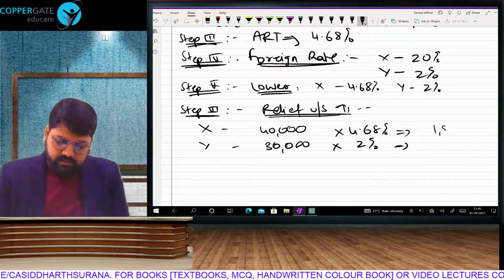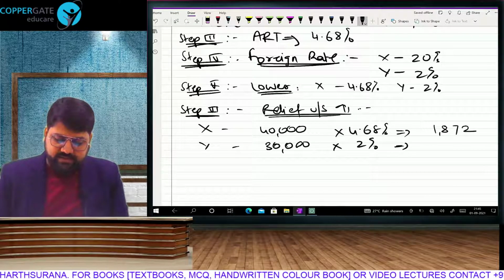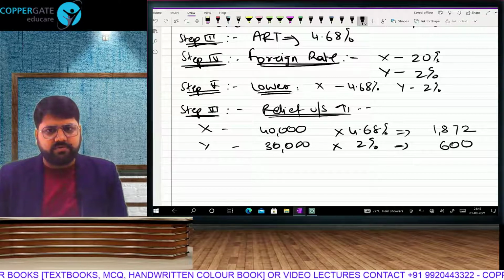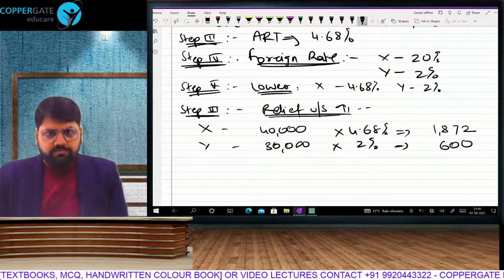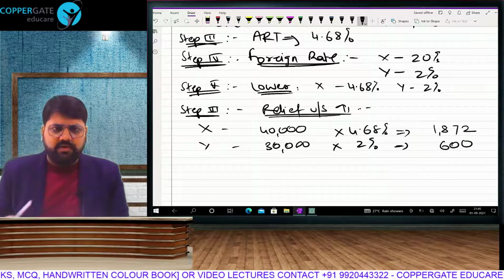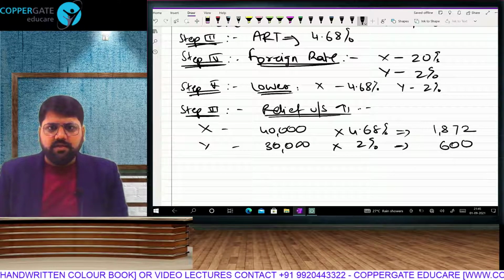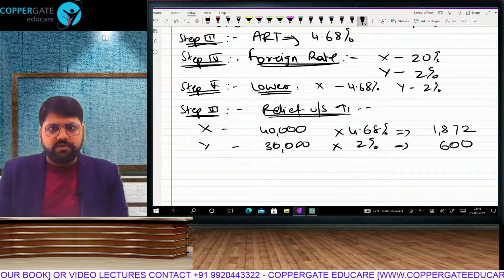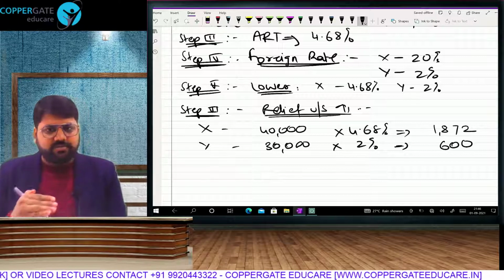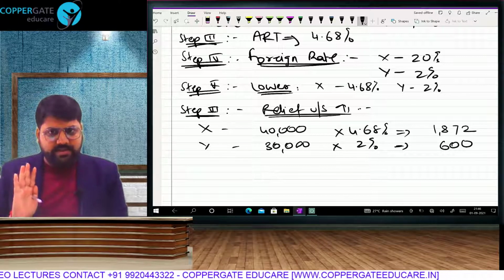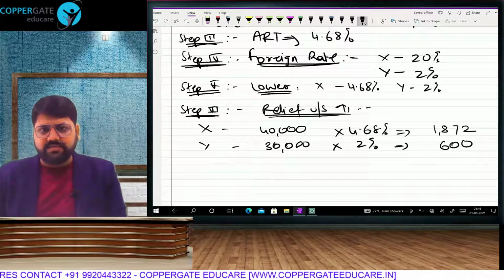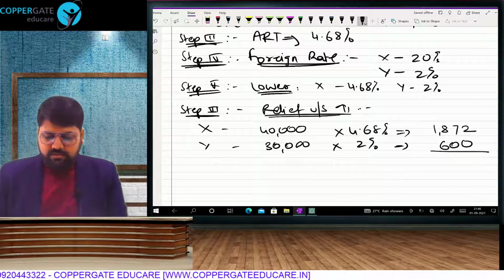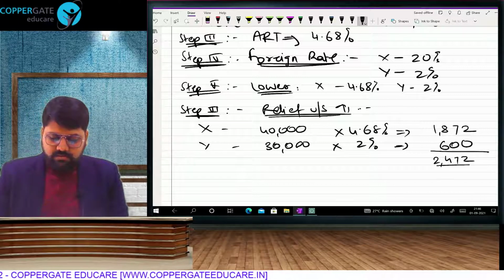Accordingly, 40,000 into 4.68, 1872, and 30,000. By the way, you should also know how to use the memory function of your calculator, because in not just tax, but in a chapter like capital budgeting, if you don't know how to use memory function, you will consume double time to solve your sum. You know how to use it? 40,000 into 4.68, M plus, write that amount and do M plus. 30,000 into 2%, write that amount and M plus, and you press MRC, then you will get the total. 2472.